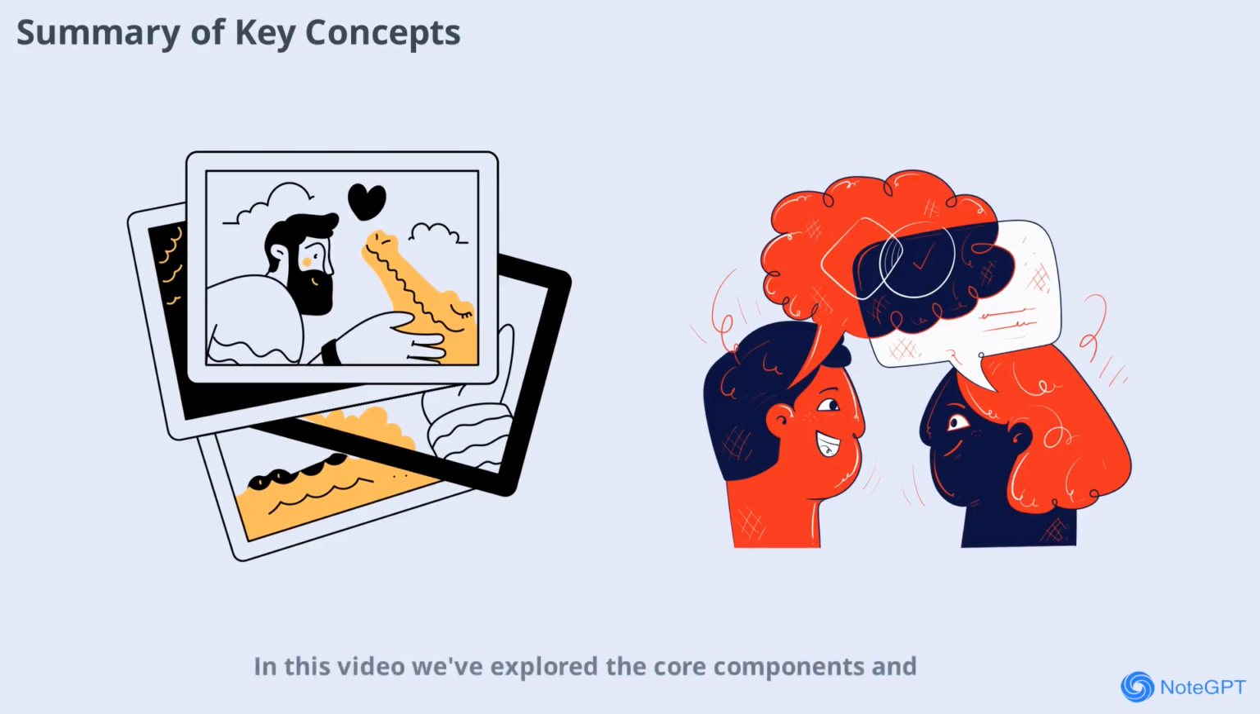In this video, we've explored the core components and principles of radio transmitters and receivers. From AM and FM transmission methods to the intricacies of superheterodyne receivers, each element plays a crucial role in making radio communication possible. Understanding these concepts provides a solid foundation for further study or practical application in the field.